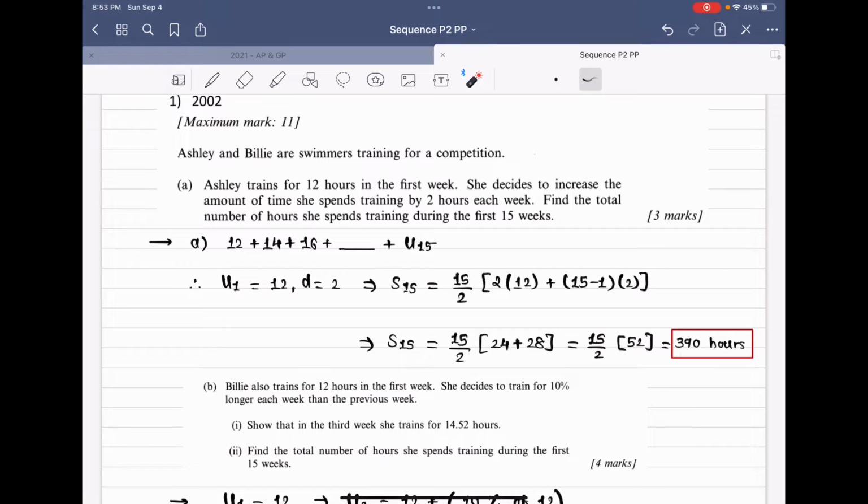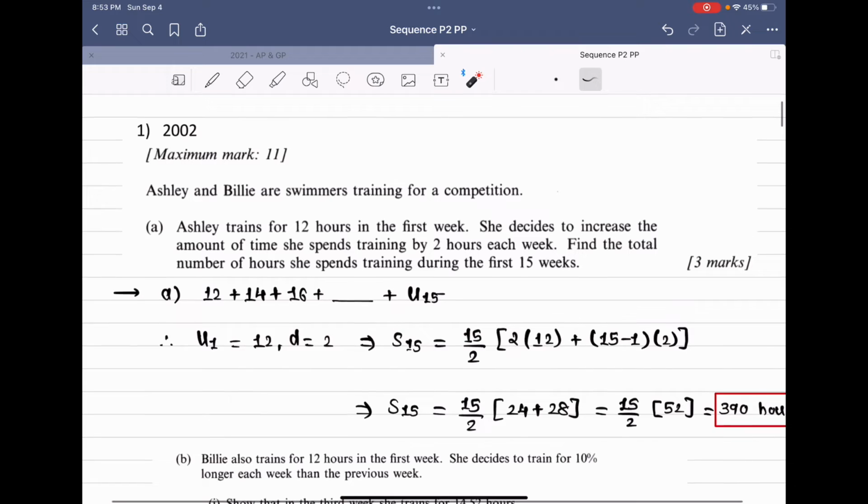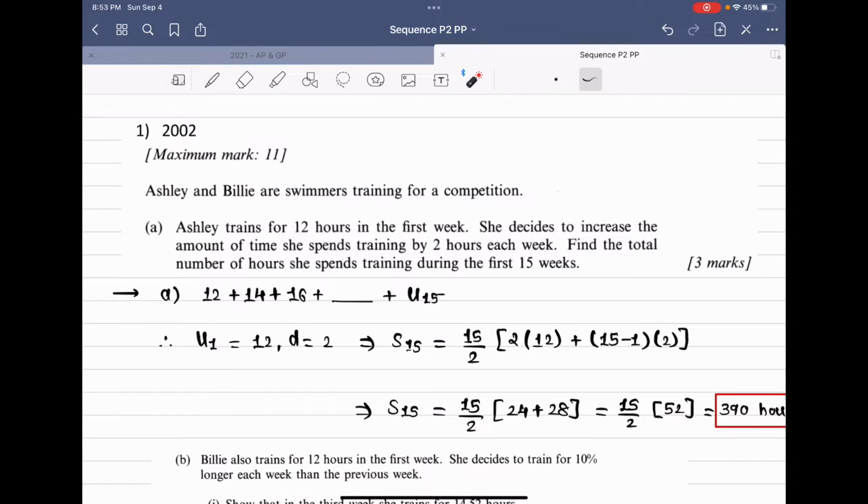Year 2002, sequence and series. It's a paper 2. Calculator is allowed. Maximum mark 11. Ashley and Billy are swimmers training for a competition. Ashley trains for 12 hours in the first week. She decides to increase the amount of time she spends training by 2 hours each week.